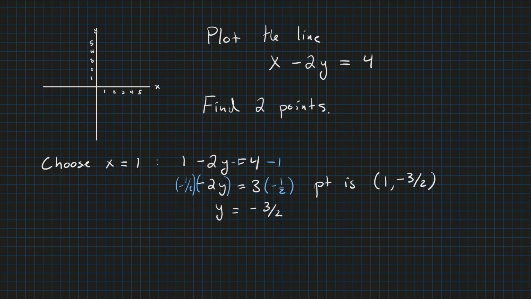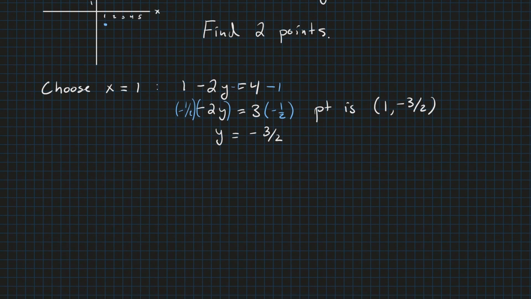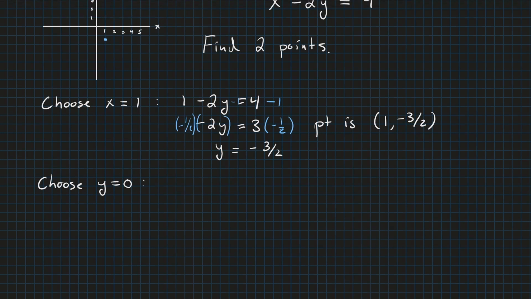So if we go to our graph here, at the value 1, we're down here at negative 3/2. So that's our point. To get a second point, you can just choose another value. So for instance, I'm going to choose y is equal to 0 in our equation. This one will give us x minus 2 times 0 is equal to 4, which is just x is equal to 4. So the corresponding point is 4 comma 0.